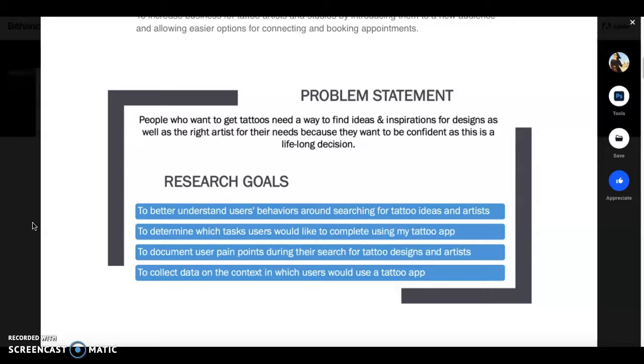My goals in beginning my research were to understand how users normally search for tattoo designs and artists and what they felt was missing in their journeys.